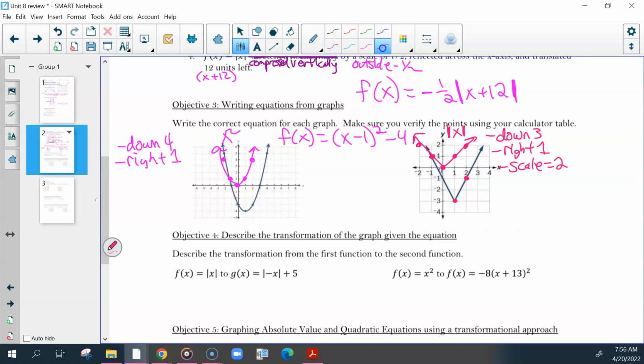So now that we know all of those things, we can put them together in an equation. Our scale factor would need to come first, so we're multiplying it by 2. And then our right would need to go on the inside, and that would be opposite, so minus 1. And then our down 3 on the outside. Questions on that one?